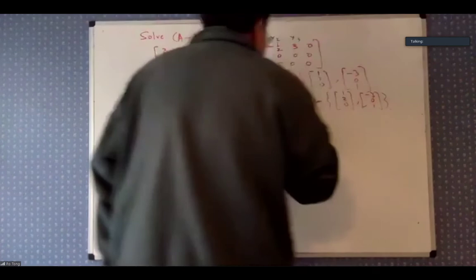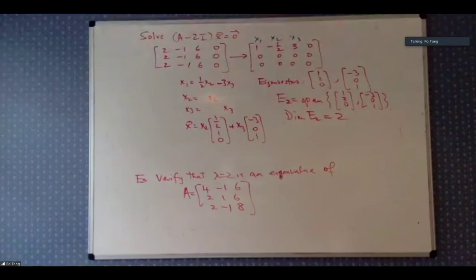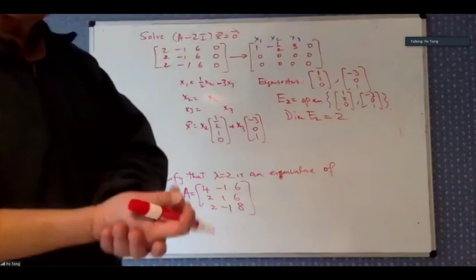So in this case, the dimension of the eigenspace is equal to 2. It has 2 linearly independent vectors then. Okay? So this just illustrates to you that the eigenspace doesn't have to be the span of only one vector. It can be more than one vector.